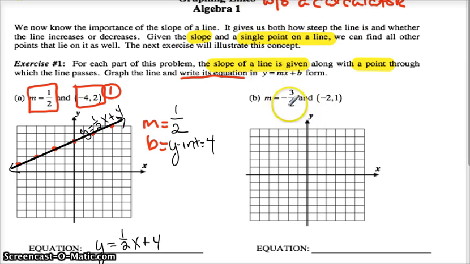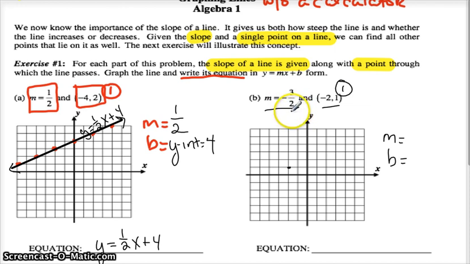Okay, next one. We're given the slope and we're given a point. And remember, we're going to have to write that equation of the line. So over here we write m equals, b equals. We begin by plotting the point that's given. So it's -2, 1, right there. And then we use our slope.